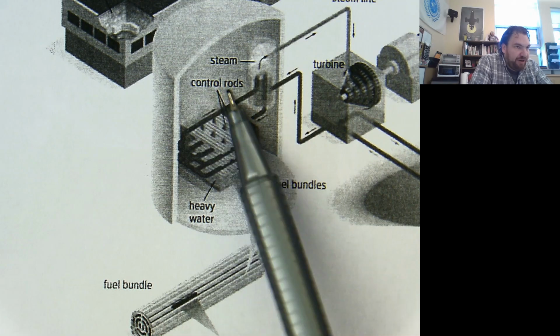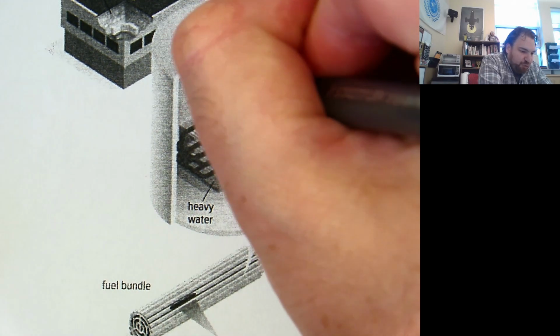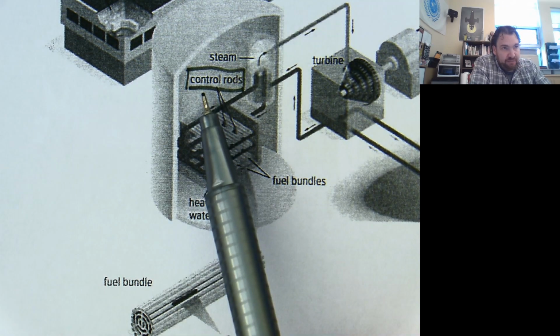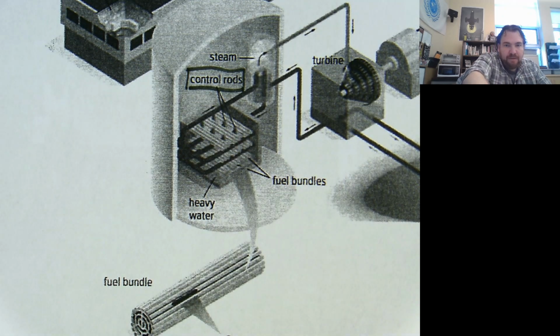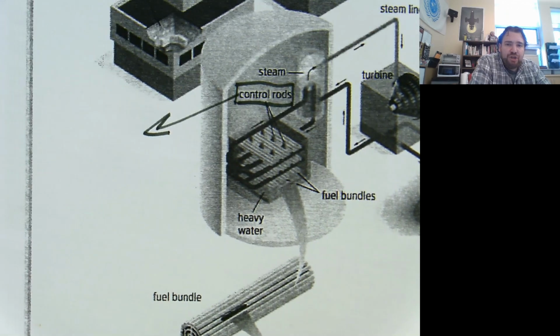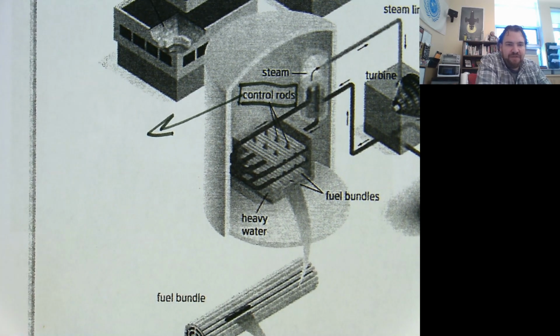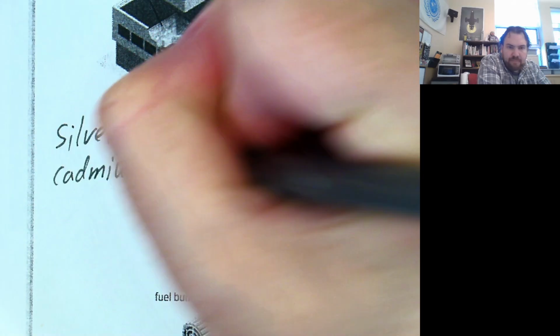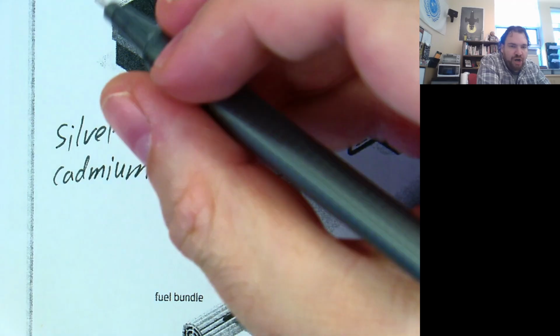You'll see here, Himparis, it's labeled, there's a thing labeled control rods. These control rods are the key. So these control rods, I want to make a line over here. Those control rods are made up of things like silver, cadmium, and a thing called boron carbide.